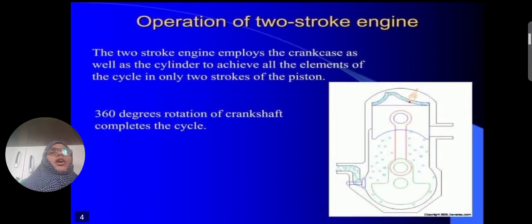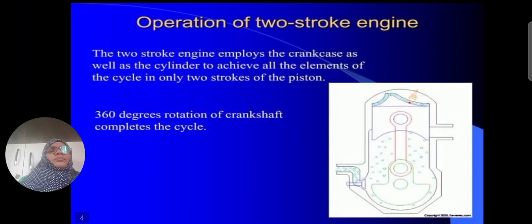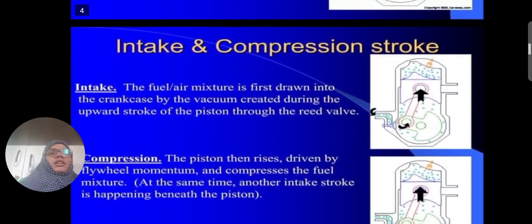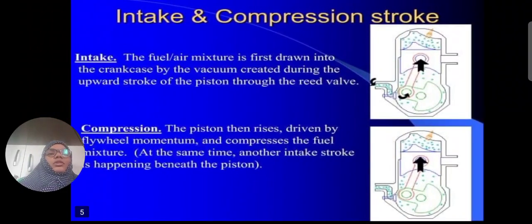Figure. Operation of two-stroke engine. The two-stroke engine employs the crankcase as well as the cylinder to achieve all the elements of the cycle in only two strokes of the piston. 360 degrees rotation of the crankshaft completes the cycle. Intake and compression stroke. So what is intake?